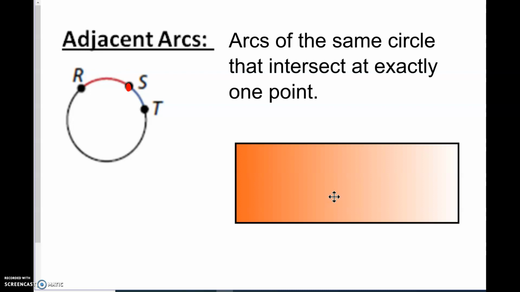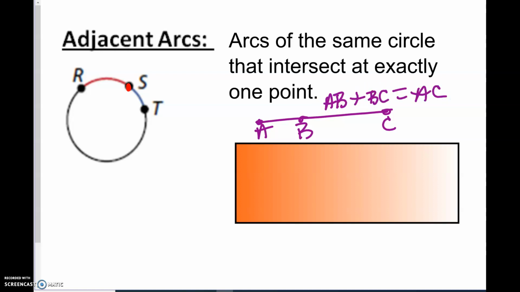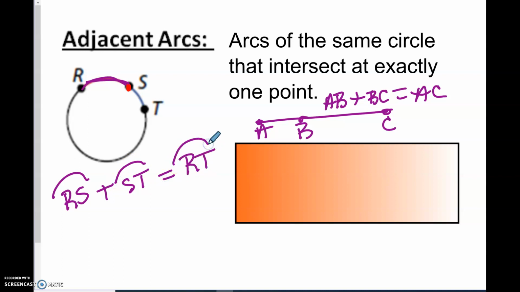Now, we're going to come up to this and we're going to have another screen in a little bit. We have had segment addition where we take something like A and put a B on it and then C. So way back in chapter 1, I think it was, AB plus BC equals the whole thing AC. Well, we're going to be doing that same thing with these arcs. So we can take this red arc, RS, and add it to arc ST, and that is going to give us the whole arc from R to T.